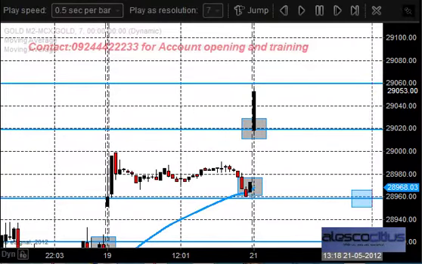Good morning. In this presentation we are going to see how we can trade in MCX gold for today.